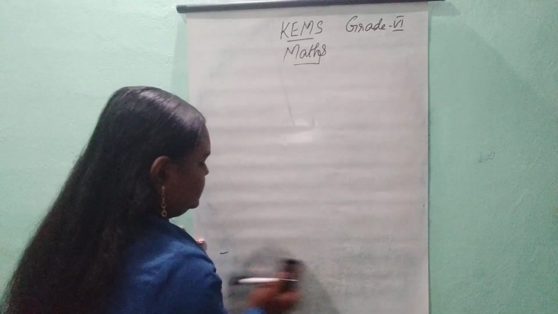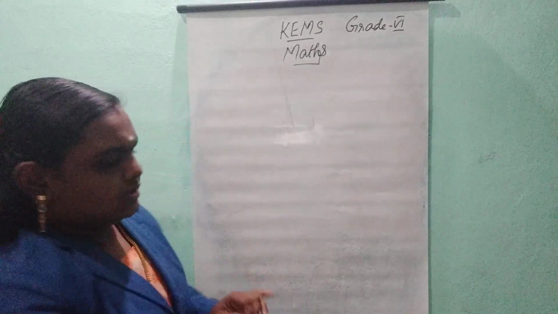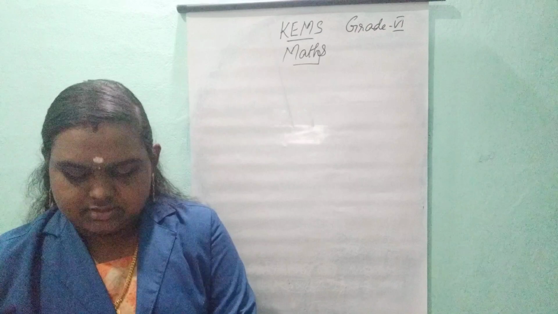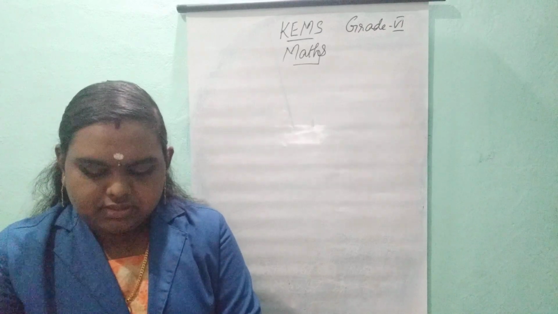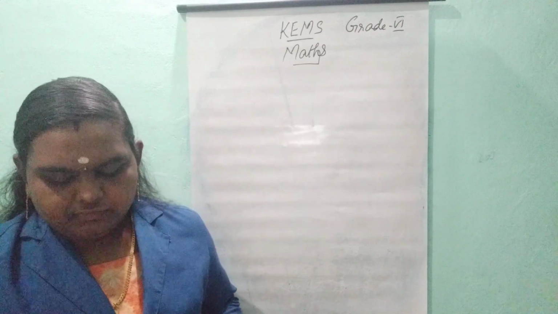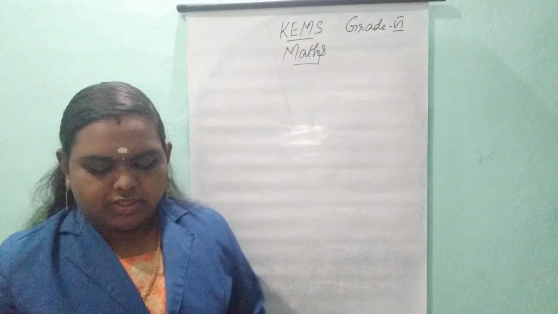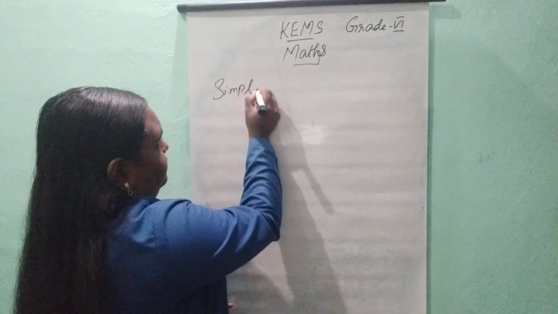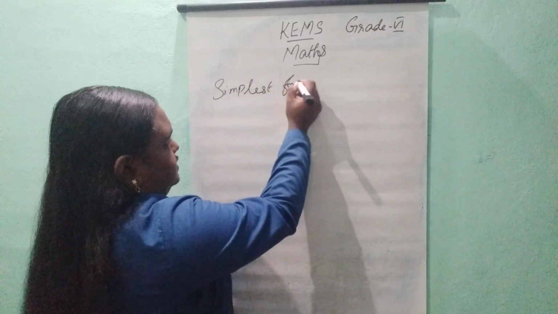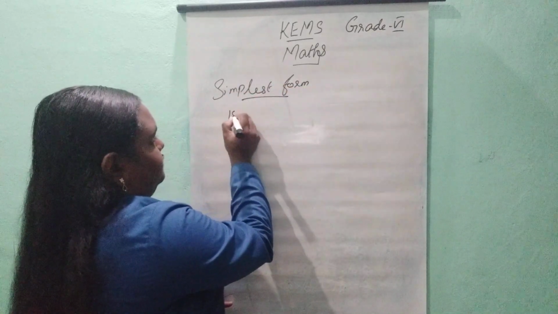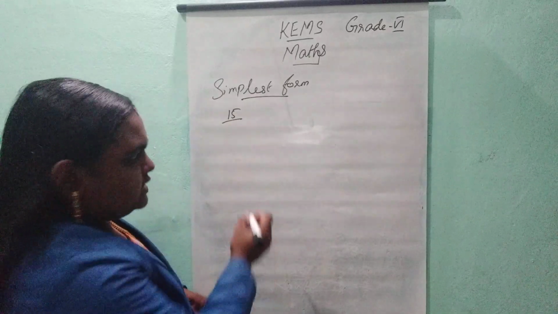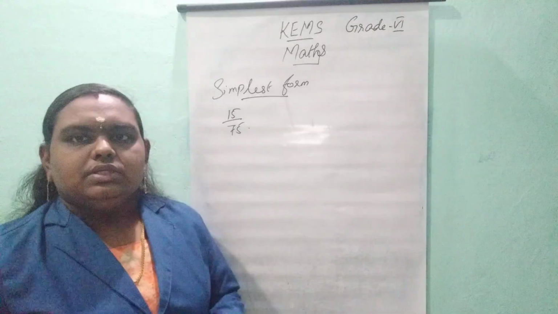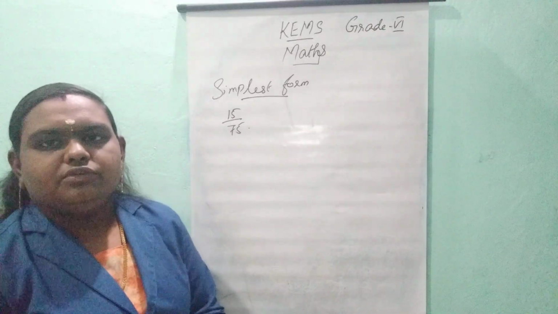Next one is proper, improper and mixed fraction. We have already discussed that in the last class. Next one, write the simplest form of 15 divided by 75. Simplest form of 15 by 75. This is the question where you have to convert into the simplest form.